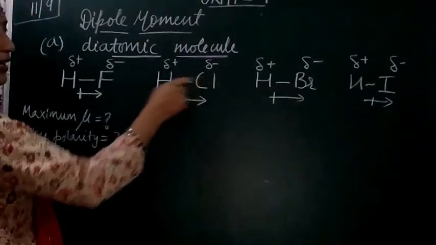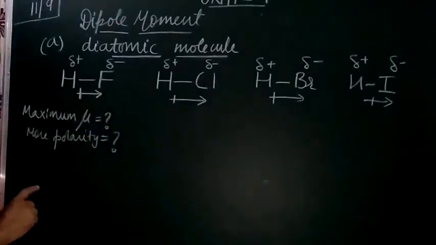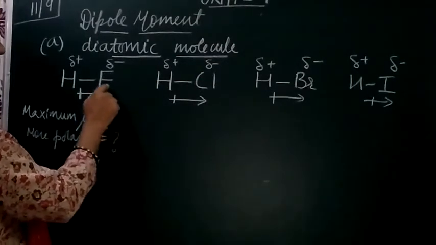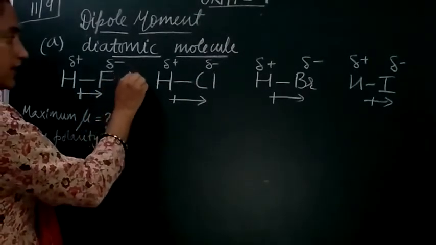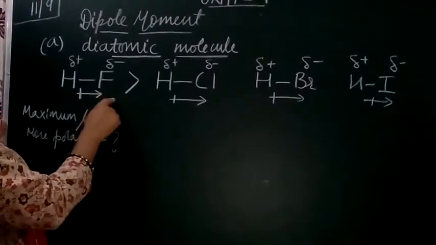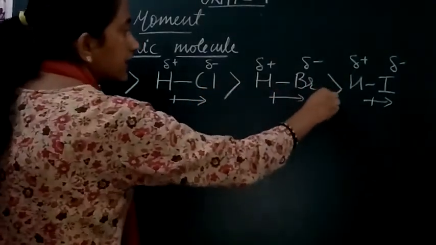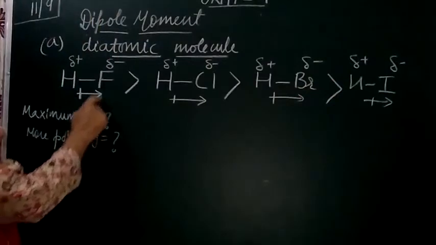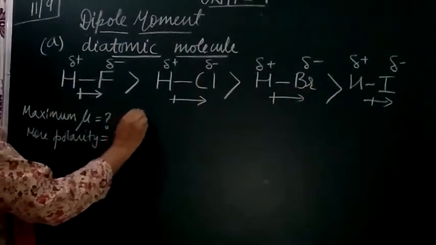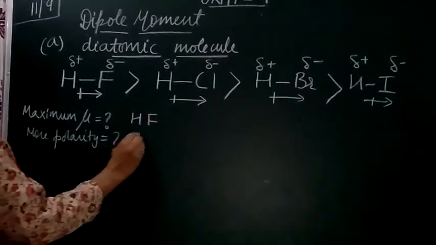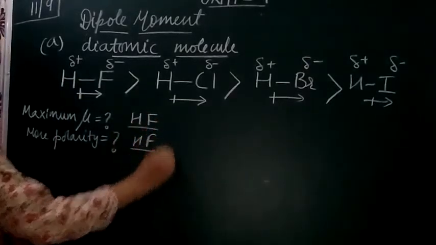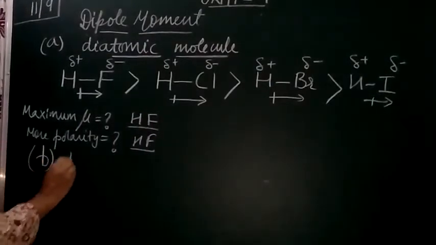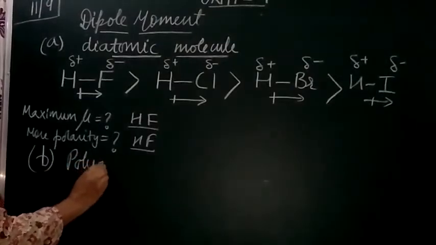They are elements of the same group, and you know that fluorine is the first member of the halogen family and is the smallest in size, so it is going to have the highest electronegativity. Hence the charge separation will be maximum in HF, then HCl, HBr, and least in HI. So the maximum dipole moment will be in HF, and hence the polarity of the molecule is going to be maximum in HF.